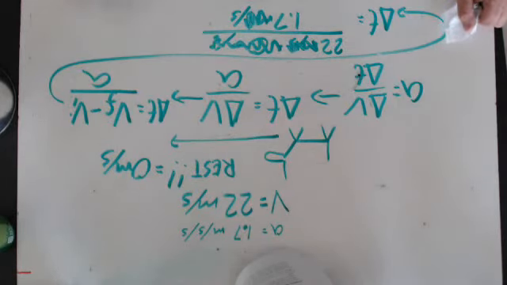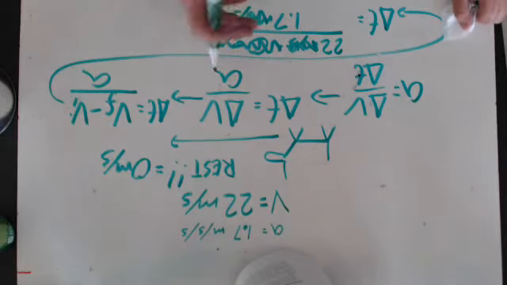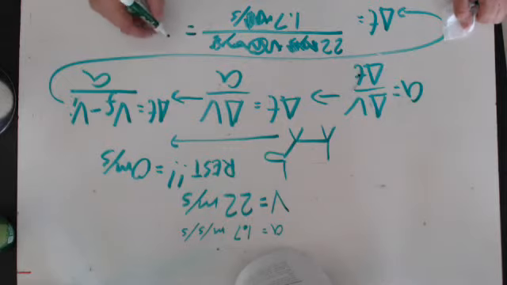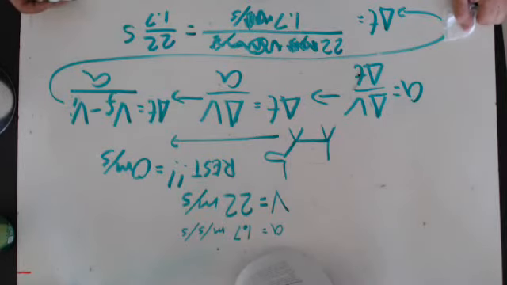If I have meters per second over meters per second squared, hopefully you can see that the meters cancel off, and I'm left with a per second in the denominator. It just means it flips. So my t is going to be 22 over 1.7 seconds. Dividing by a per second just flips that term. So that is my answer.